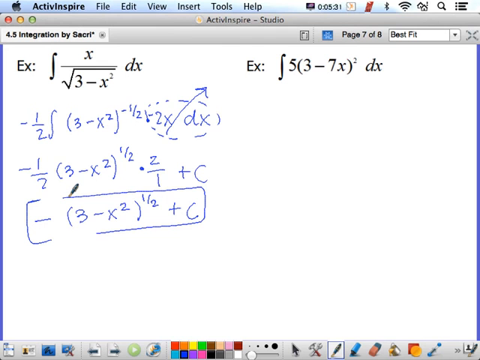I want you guys to try the next one. Now keep in mind that one way to do the next one would be to just FOIL it out. You could do that. It is just a FOIL problem. But I would like you to try it by sacrifice.